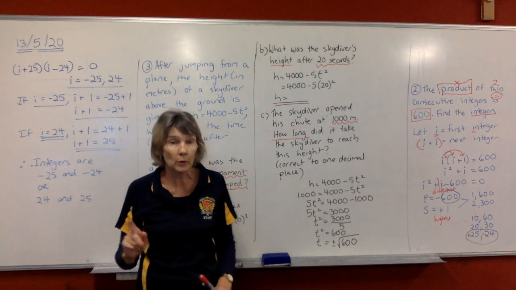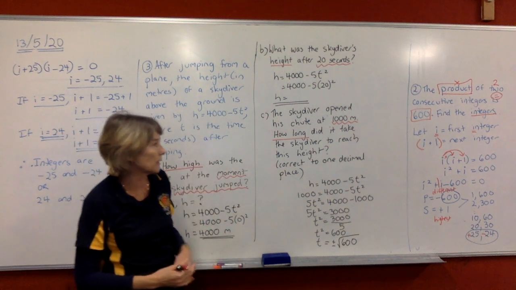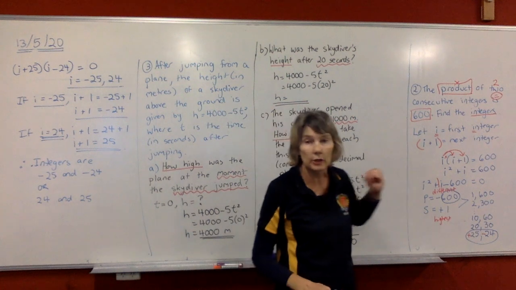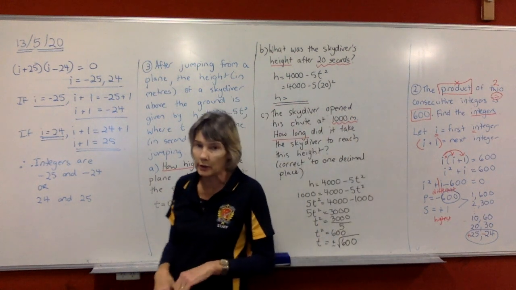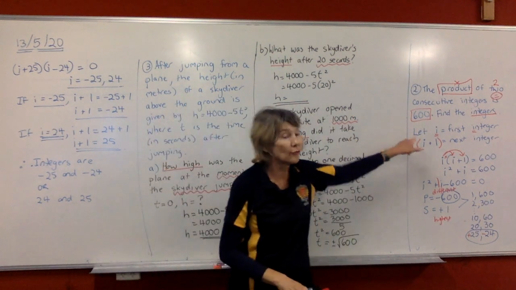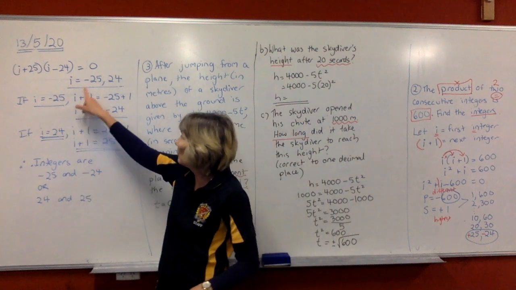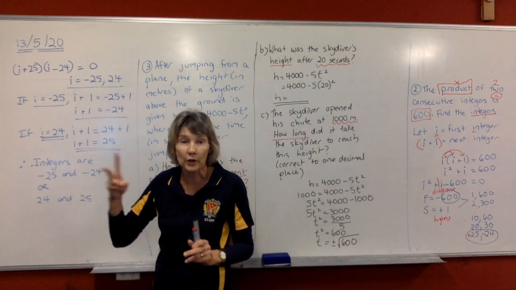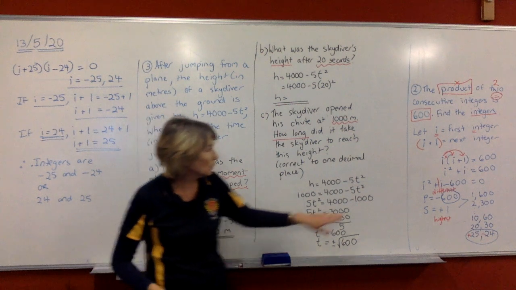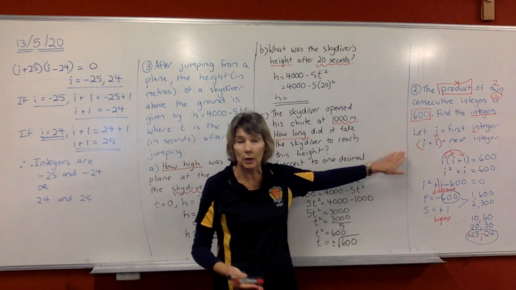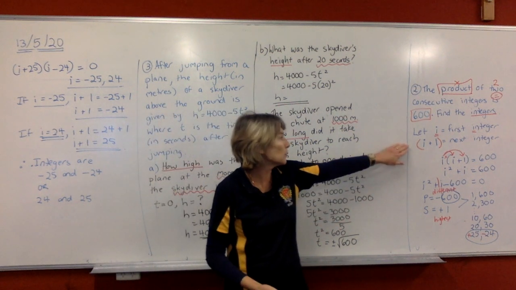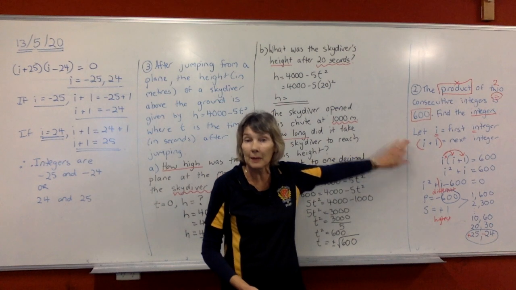But we haven't finished the question. A lot of boys will stop there because they think, yep, I'm done, I've found my integers. But you haven't found your integers. The I was the first integer. So you found that there are two possible first integers. So now we have to go and find the next integer, the next consecutive one, which we found before and said was I plus 1.